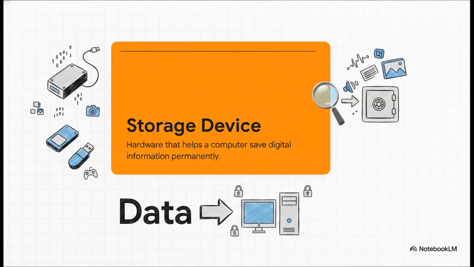Well, to answer that, we've got to learn two really important words. The first is storage device. A storage device is basically a physical piece of hardware that helps a computer save information permanently. And that information, we call it data. Data is simply the digital stuff, the games, the words, the pictures. So you can think of a storage device kind of like a physical safe. It locks up your digital data so it's always right there when you need it.